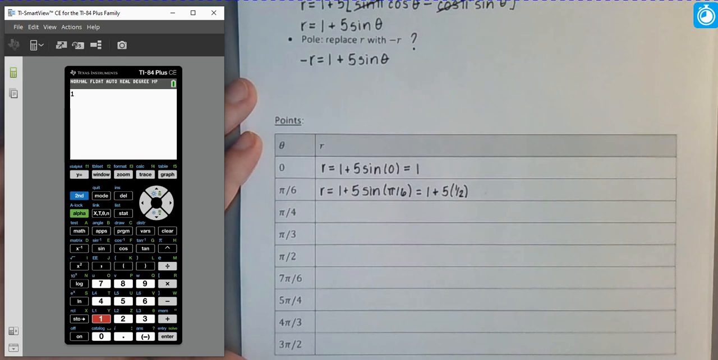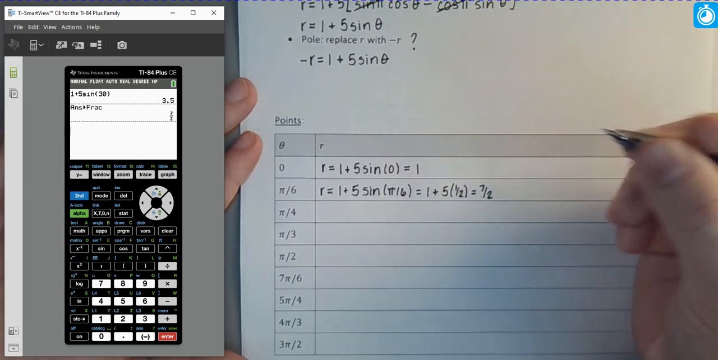So I'm going to type in 1 plus 5 times the sine of not pi over 6, but in degrees, 30, because pi over 6 is the same thing as 30 degrees. And then when I hit enter, it's going to give me a decimal. I'm going to convert that back to a fraction using the math menu, and that's going to give me my exact fractional value, which is 7 over 2.